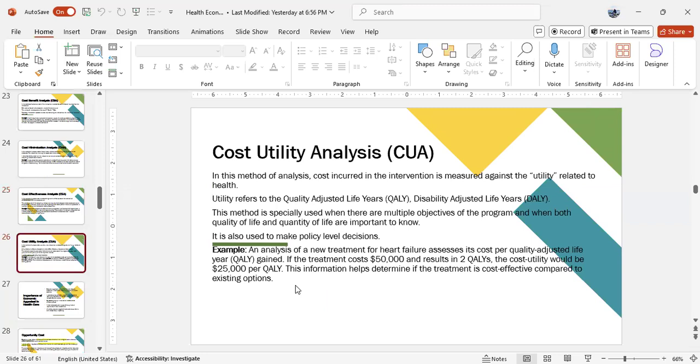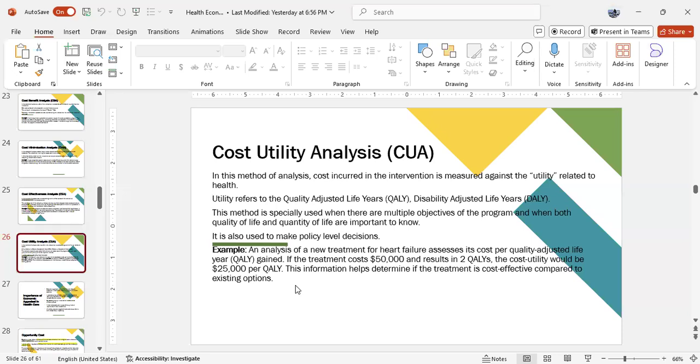Lastly, cost utility analysis. In this method of analysis, cost incurred in the intervention is measured against the utility related to health. Utility refers to the quality adjusted life years, disability adjusted life years. This method is specifically used when there are multiple objectives of the program and when both quality of life and quantity of life are important to know. It is also used to make policy level decisions.